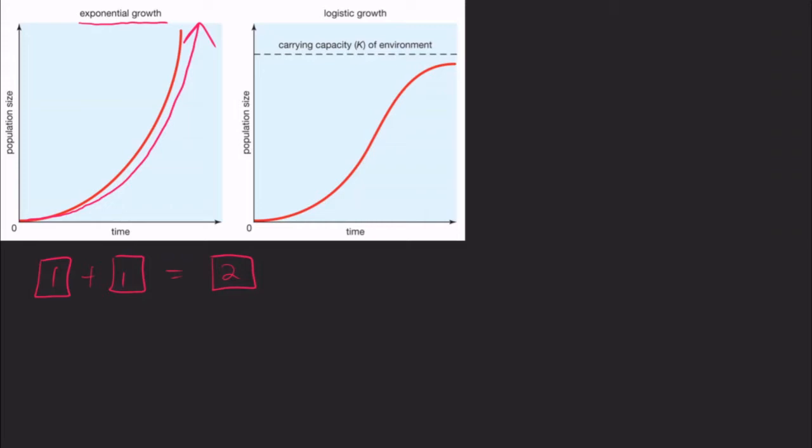There are some bacteria species that can reproduce every 20 minutes. So if you started with 1 bacterium, after 1 cycle, 20 minutes, it would be 2. After another 20 minutes, those 2 would split into 4. After another 20 minutes, those 4 would split into 8. And it would just continue to go on and on. And this is exponential growth. It picks up speed as it goes, and it just increases at an even faster rate.